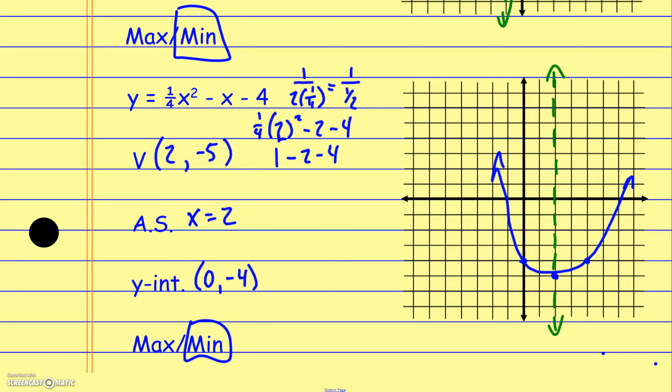All right, so I get this nice wide parabola. Let me try that again. Okay, so I got a nice wide parabola, which makes sense because my a value is a 1/4, which means this thing's being shrunk vertically, which gives me a wider looking parabola. Okay?